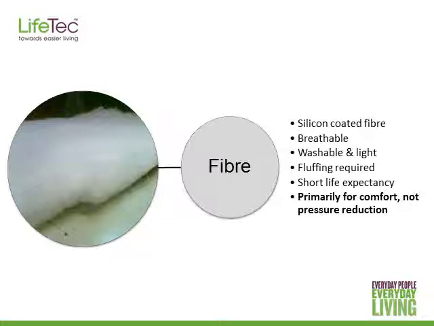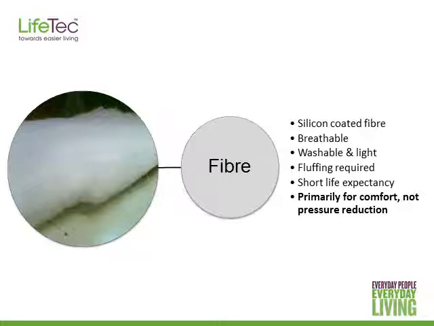There are also cushions with silicone-coated polyester fibre filling. The silicone coating lubricates the fibre to reduce friction and shear, but also to reduce moisture retention. They tend to be breathable, which reduces heat buildup. They are also washable and lightweight, but can be very dense. As a result, they require fluffing and are at risk of bunching. They tend to have a very short life expectancy as they can compress easily over time.